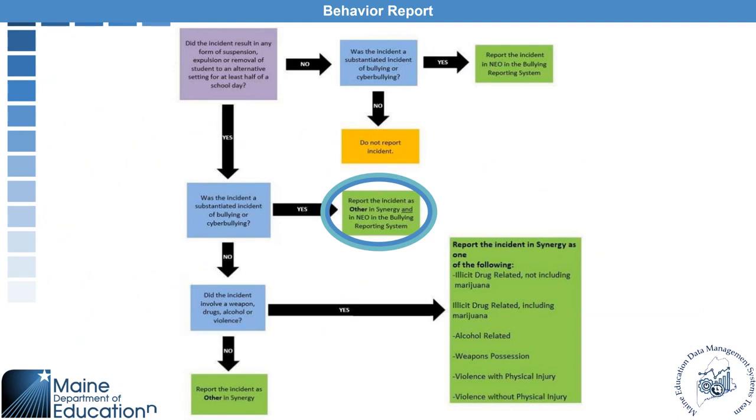Once again, we have our flow chart of how to report incidents. So this would be just if a student is suspended, what was the incident that was involved? Once again, if you have a bullying incident, they are entered as other into Synergy for a behavior and then also entered into the NEO bullying module. But this will be a great resource for reporting students' behavior.